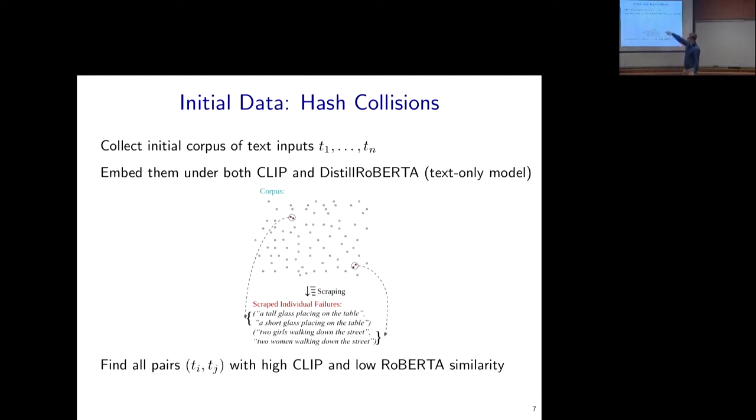Some examples that you get out of this would be like two girls walking down the street and two women walking down the street, or a tall glass on the table versus a short glass on the table. CLIP thinks those are the same, but Roberta thinks they're different. And one thing that's nice here, if we're looking for hash collisions, is we get to exploit the birthday paradox. For n data points, there's n squared potential hash collisions. So this gives you a very efficient way of finding problems with the model that's, in some sense, quadratically faster than if you just do it naively.